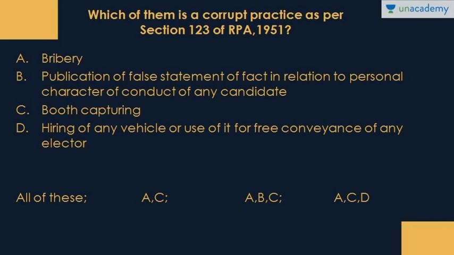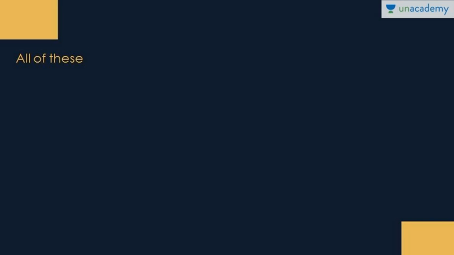Next question. Which of them is a corrupt practice as per section 123 of RPA Act 1951? A. Bribery. B. Publication of a false statement of fact in relation to personal character or conduct of any candidate. C. Booth capturing. D. Hiring of any vehicle or use of it for free conveyance of any elector. Well, the correct answer to this question is that all of these are corrupt practices as per section 123 of RPA Act 1951. So we here have all of these as the correct answer.